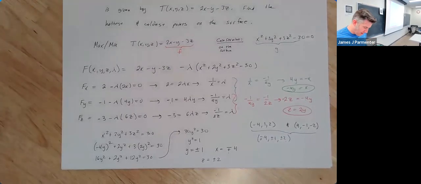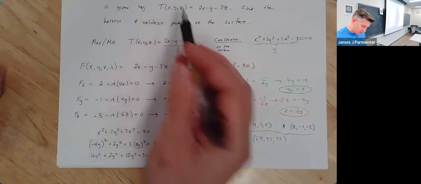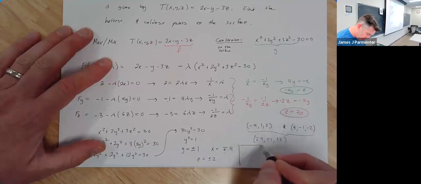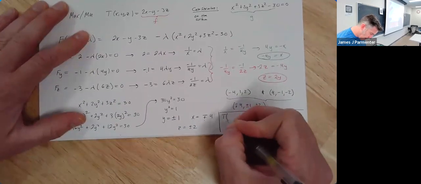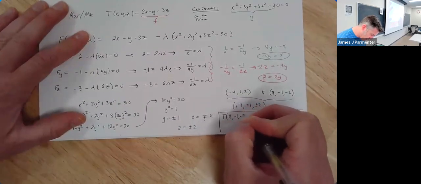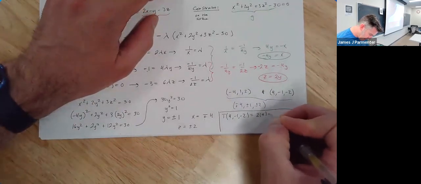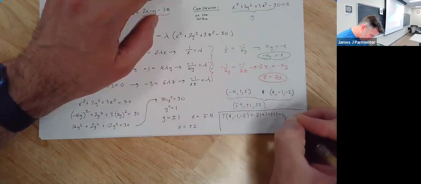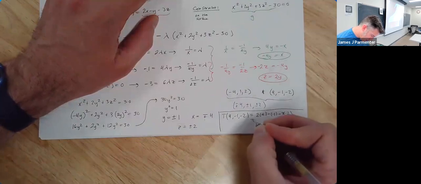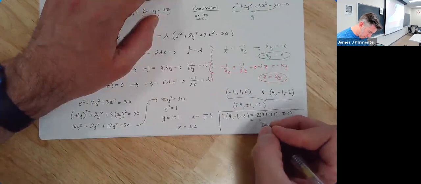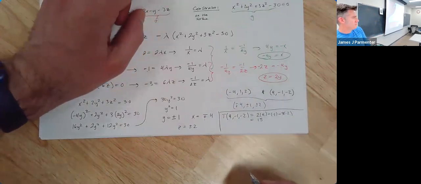Anyway, to wrap it up, we still have to figure out which one's the hottest and which one's the coldest. So we're going to plug back into the temperature equation and say, okay, well, the temperature at 4, negative 1, negative 2 is going to be 2 times 4 minus negative 1 minus 3 times negative 2, which is going to be 8 plus 1 plus 6, which is 15 degrees Celsius.